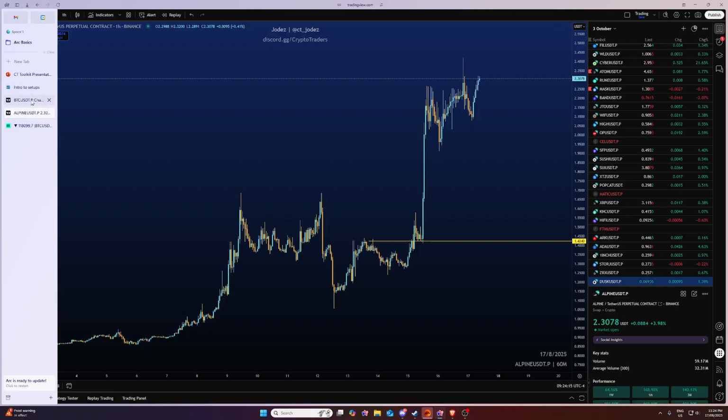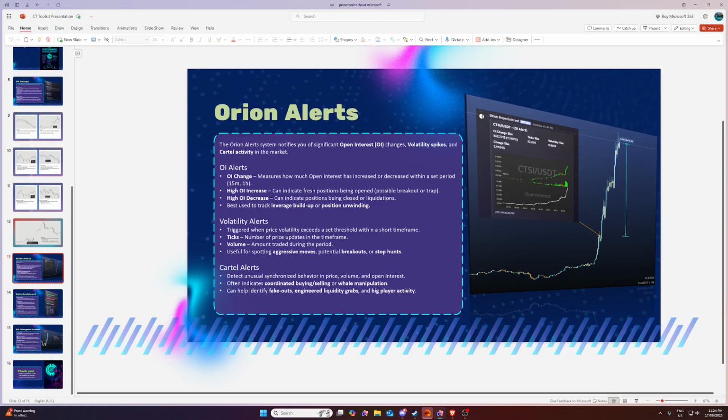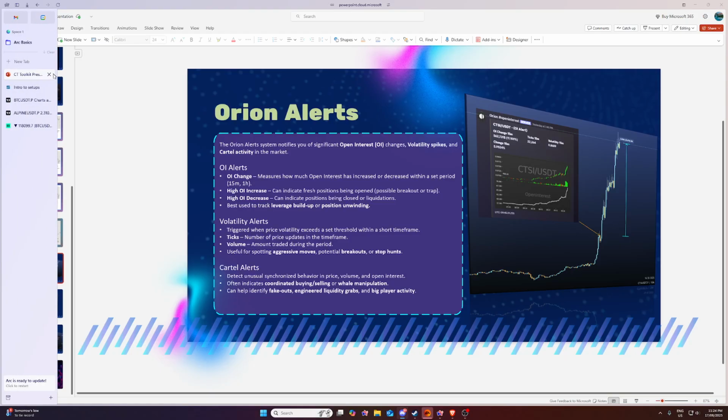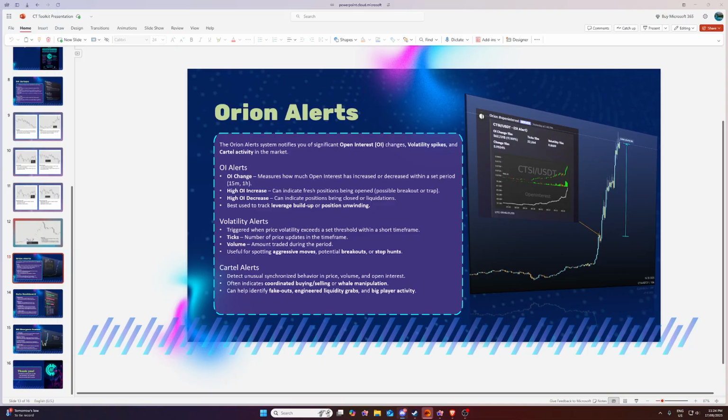So overall, I find that the cartel alerts are really good to help you identify these expansive trading opportunities, usually to the upside, and it's worth keeping an eye on it every so often, and it can definitely help you find a few banger trades if you get the setup correct. So just very recently we have the CTSI example, and also Alpine, which I showed you from the cartel alerts.